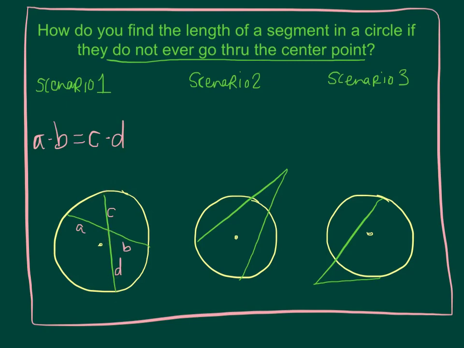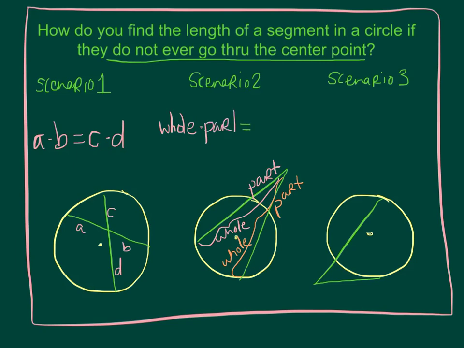For the second one, I want you to think of this as the outside part, and then this section right here being the whole. Well, that's a secant. And then for this one, we'll call this the outside part, and from here to here, this is the whole. Now, the relationship here goes something like this: the whole times the part is equal to the whole times the part.